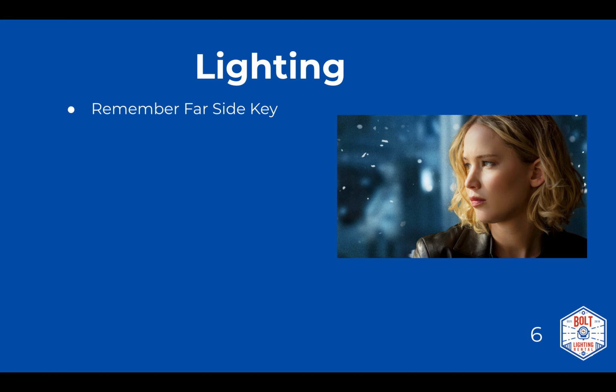Far side key is basically the idea that lighting always looks better when the shadows are coming towards camera. So in this example here, you can see that the shadows are coming towards us and we see the shadows on her face. If the shadows were going the other way, on the other side of her face, we wouldn't really see them and it would just be pretty flat, because we would just see this side of her face that would be illuminated all the same shade.